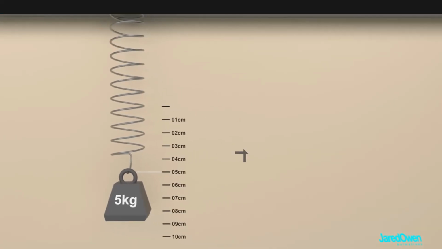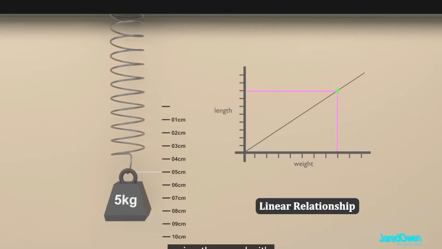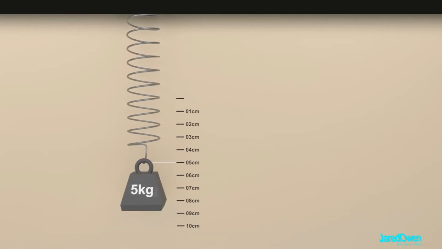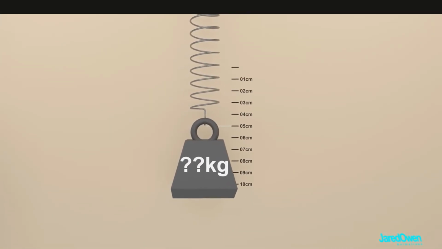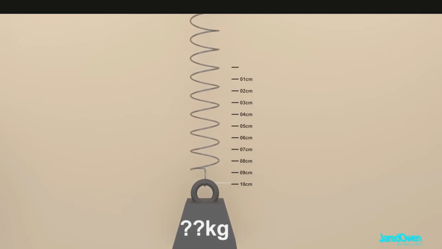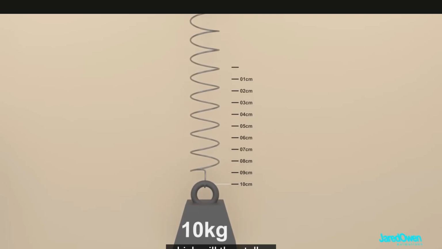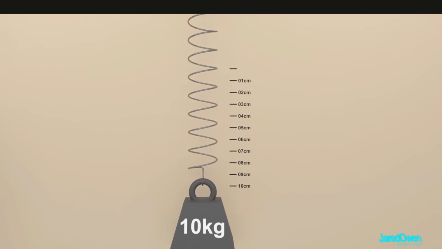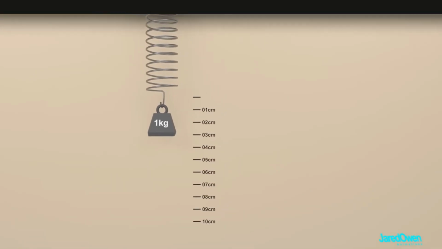If you put it on a graph, then it's a straight line, or in other words, it's a linear relationship. This means it's predictable. We can now use the spring to determine the weight of an object. Figure out how far the spring stretches, which will then tell us the weight of the object. For this spring, the numbers are easy, 1 kilogram for every 1 centimeter.